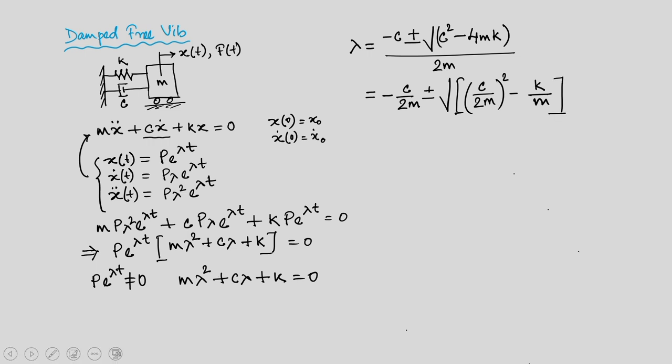Now, if you recall, we also defined the natural frequency of the system. So omega n is equal to square root of k by m. That means omega n square is equal to k by m. So we can substitute this omega n square in place of k by m. That we will do in a minute. But for the time being, we have the solutions for lambda. And once we have the solution for lambda, we can write down the complementary function easily depending upon the type of roots we have. So in this case, if you look at the solution, there are three possibilities that we may encounter. So there are three cases.